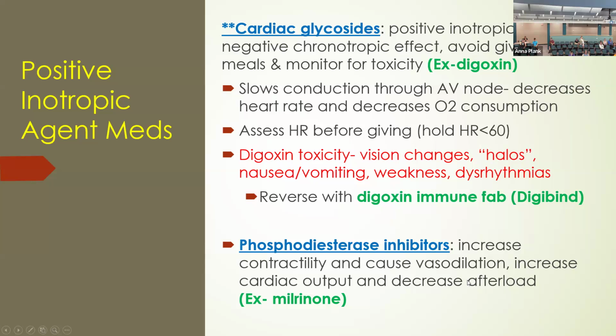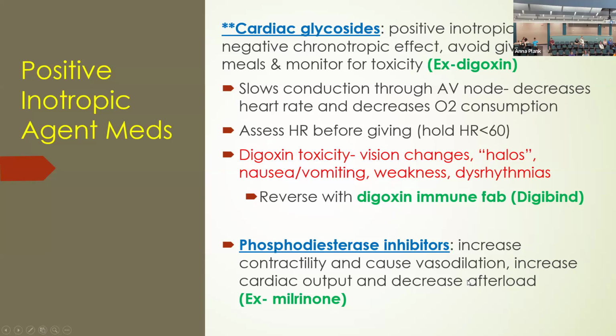Also, making sure you're recognizing when we don't give dig, same with beta blockers, right? We take their pulse, and if it's below 60, or we look at their systolic blood pressure, and it's under 100, we're gonna use caution in giving that next dose.